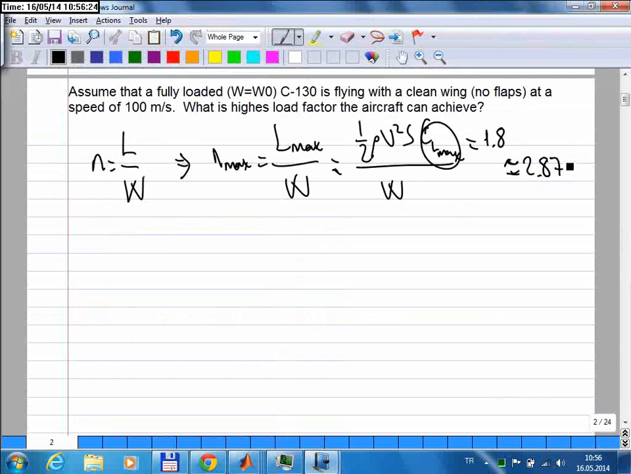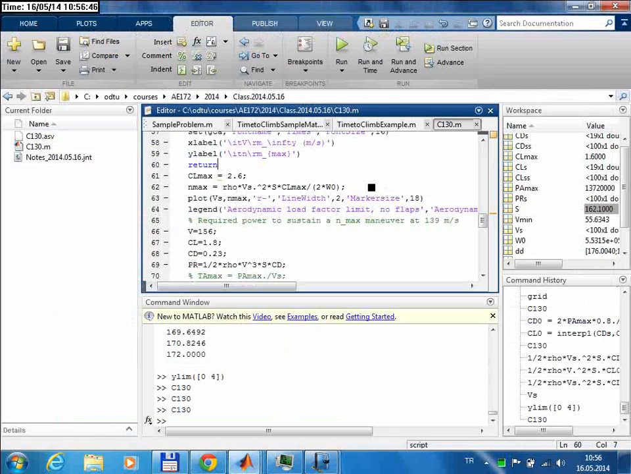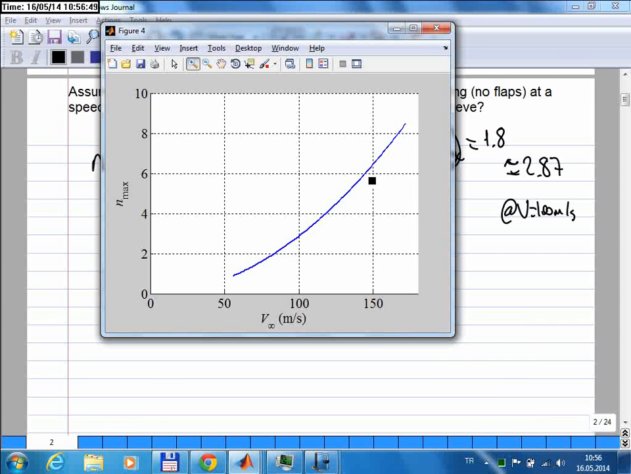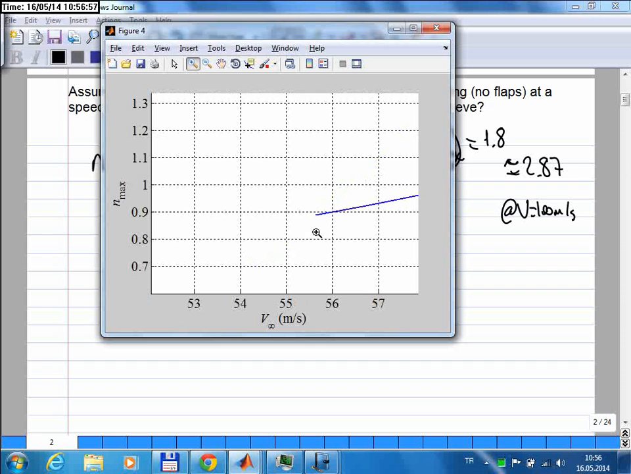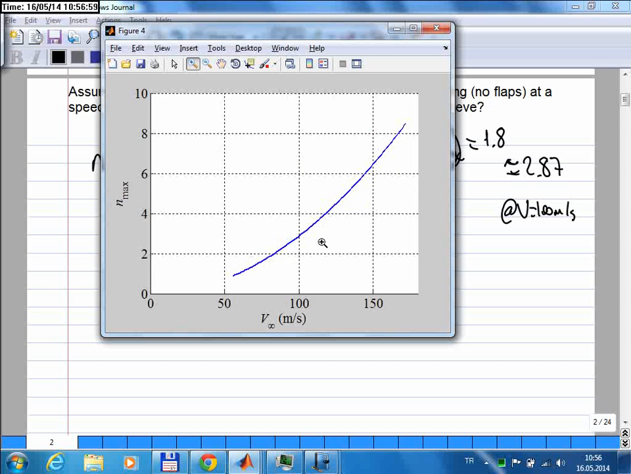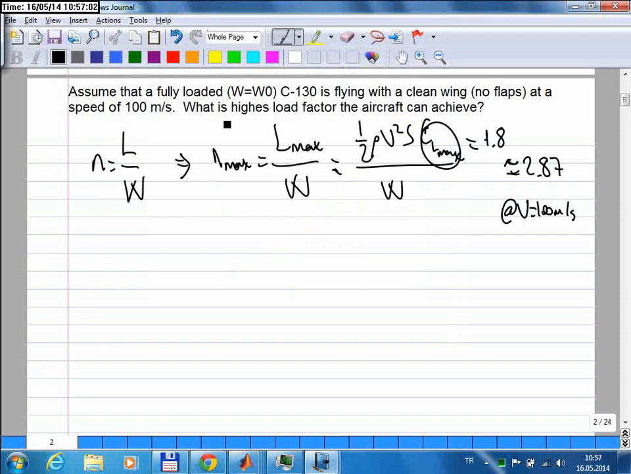So you can repeat this calculation for different flight speeds, right? So this is at V equal to 100 meters per second. So if you want to find the maximum load factor it can achieve at different speeds, then you can use this formula and insert different speed values. That will give you a curve, and that curve is this one. Well, the curve starts from this speed, which is 55 point something. That is the stall speed. Maybe I should have told you that one first.